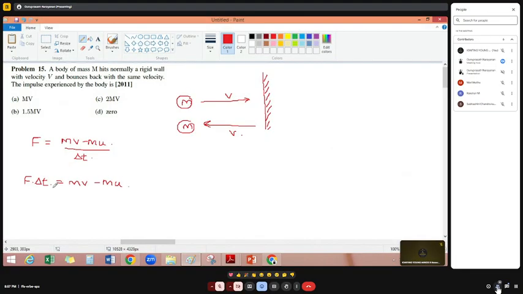But have they given any force or time? Absolutely nothing. So that means nothing is given in the left hand side, but something is given in the right hand side. So this is your final, this is your initial. So final is minus mv, minus initial is mv in the forward direction. So that means it will be minus 2 mv. So 2 mv is your answer.